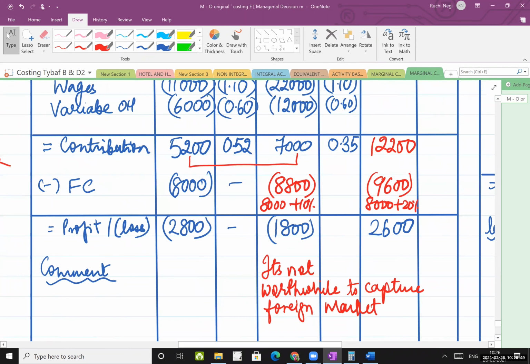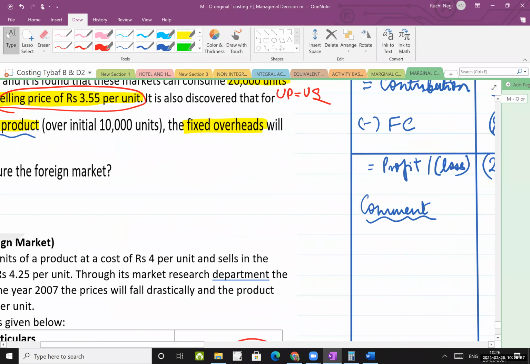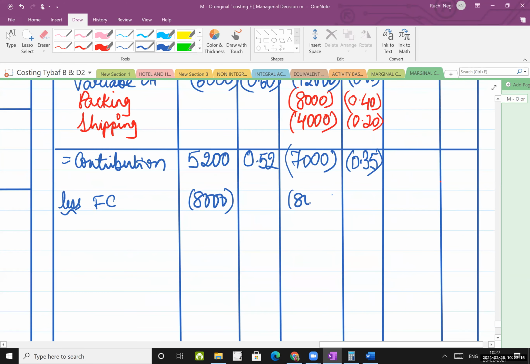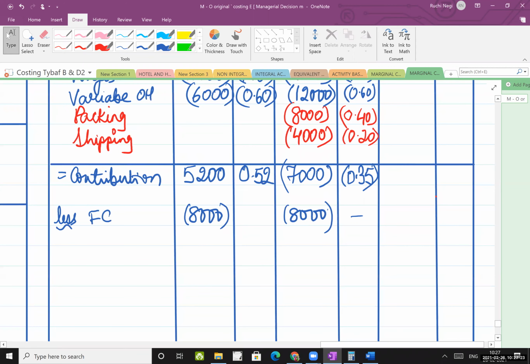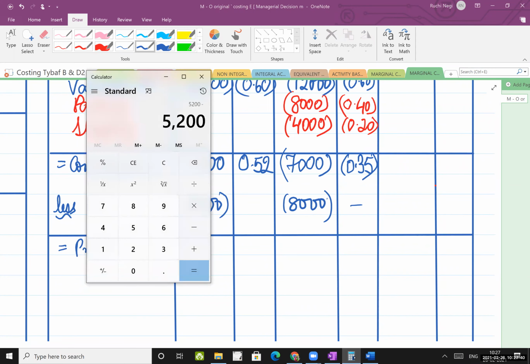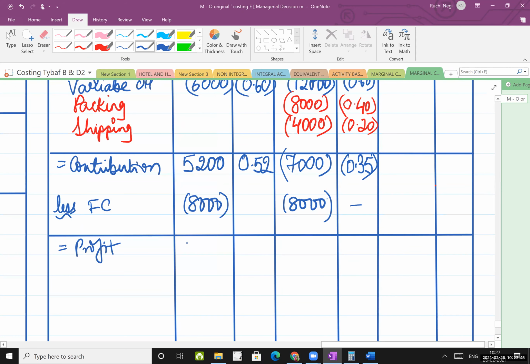Yahan pe kaisa tha? Yeah, here it was this 10% rise and then 20% rise. But here it is not like this because here it is clearly said in question 18 that production up to 20,000 units does not change the fixed cost. So tumhara fixed cost kitna rahega? 8,000 hi rahega. So welcome to profit. This would be 5,200 minus 8,000, 2,800 negative.